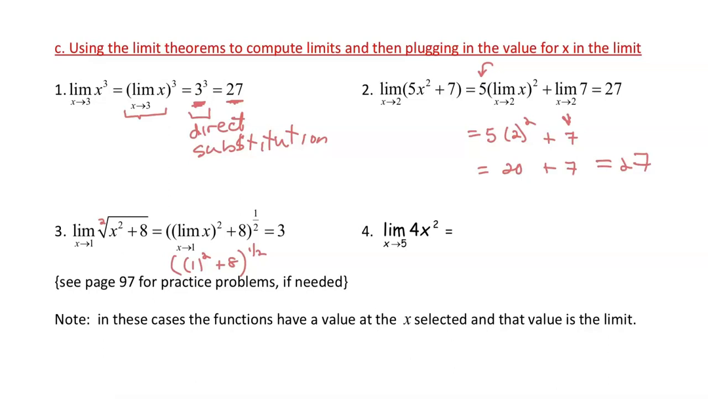Okay, next one. The limit as x approaches 5 of 4 times x squared. What would I do? I would take 4 times the limit of x as x approaches 5, and then I would square that. So that's going to be 5 squared times 4, which is going to be 100. Technically, let me go back to this last one. This should be plus and minus 3 because you can get 2 answers there when you take the square root.